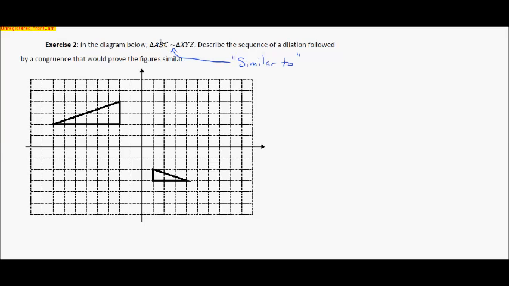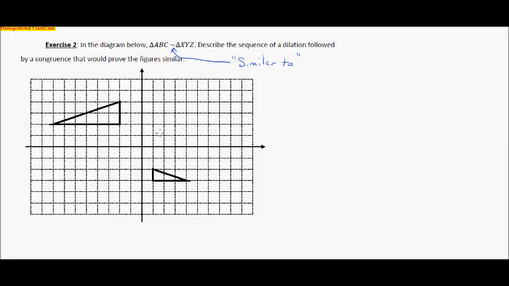Alright, now in this exercise, they're telling you that from the get-go. They're telling you that these two triangles, and we're going to label them in a minute, are in fact similar. So that means they are the same shape, and there's a dilation and a congruence that would allow you to map one to the other.